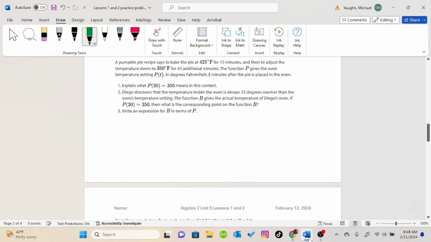A pumpkin pie recipe says to bake the pie at 425 degrees Fahrenheit for 15 minutes, and then to adjust the temperature down to 350 degrees Fahrenheit for additional 45 minutes. The function P gives the oven temperature setting P of t in degrees Fahrenheit t minutes after the pie is placed in the oven.